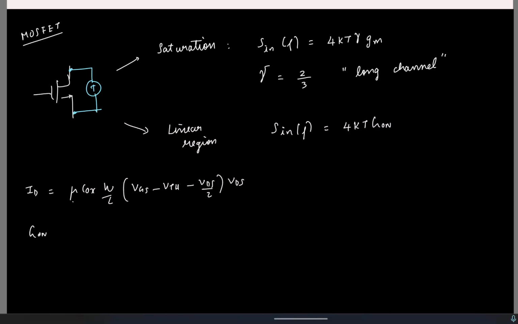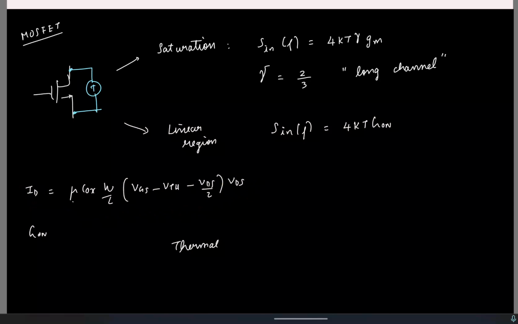So this is thermal noise. You can see here, if I neglect this VDS by 2, which will be very small, the current is linearly related to VDS. So this portion is my conductance.